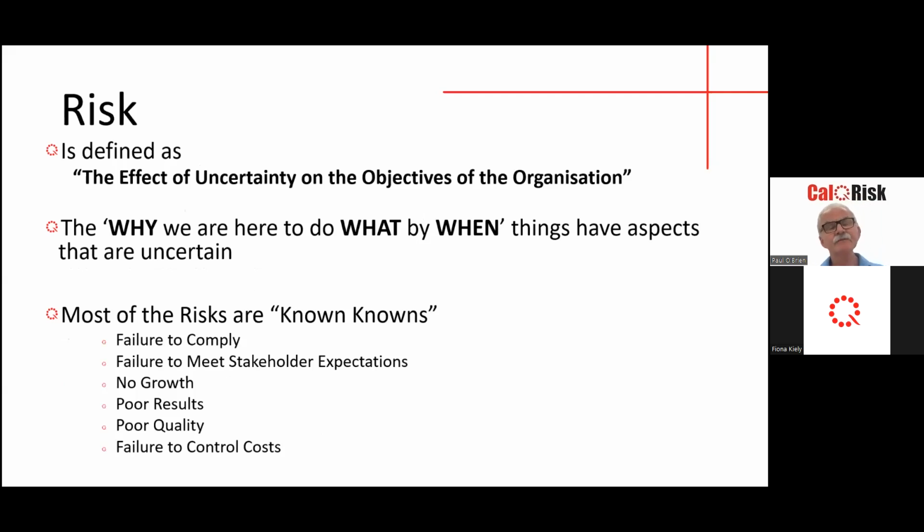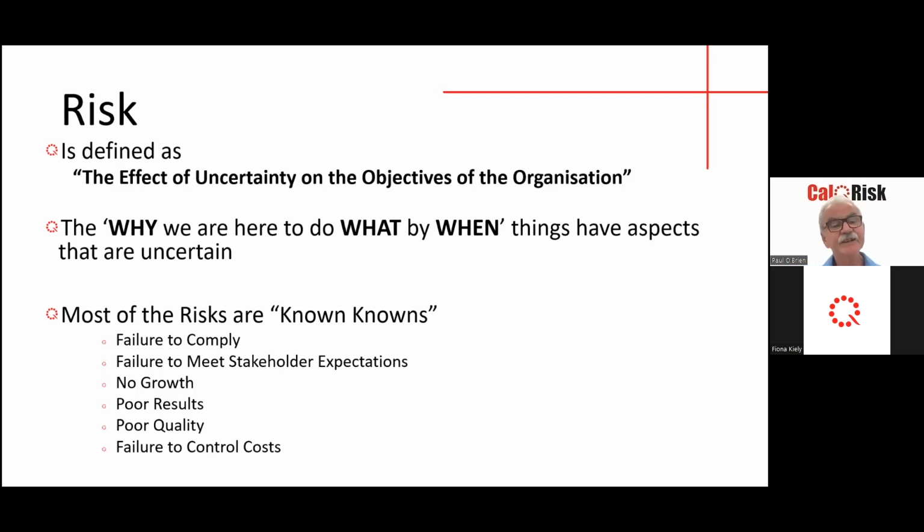I'll go back to the definition again for a minute. And really what I've done with the next bullet here is to talk about the why we are here, to do what, by when. And these are the things that can be uncertain, where some of the uncertainty lies when you begin to talk and think about an objective statement.